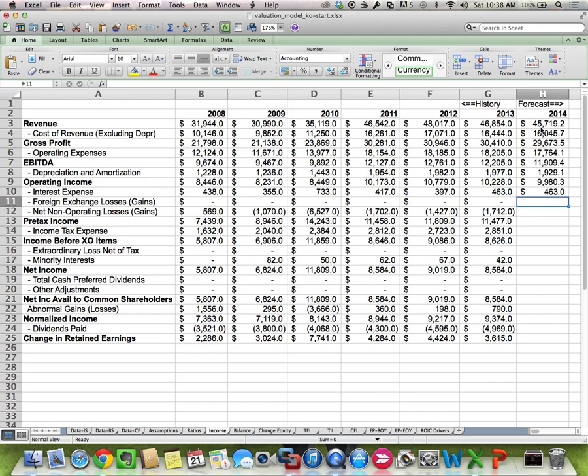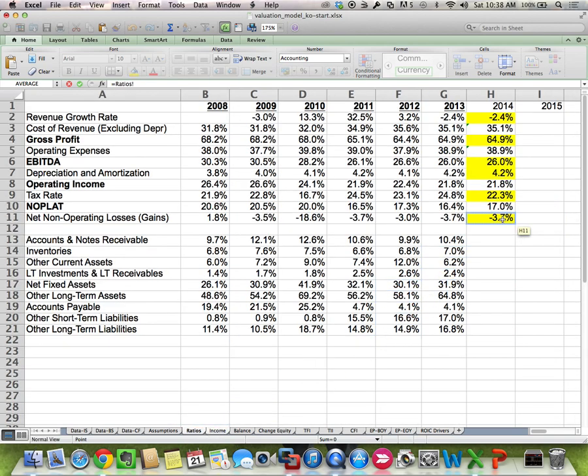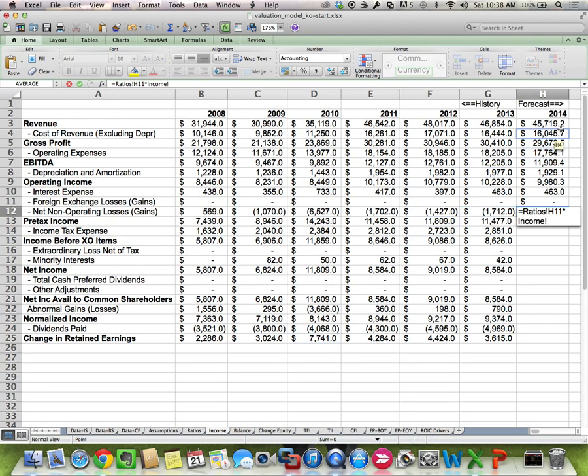Foreign exchange gains and losses. Too hard to forecast, so we're not. Zero. We're going to assume companies can hedge effectively so that they don't really have any gains or losses over time in FX. If you want to do something differently, you can put in a foreign exchange gain or loss forecast. You'll quickly find out it has no impact on the valuation. Third, non-operating gains and losses. Again, we have a forecast for that. So equals, from our ratios, non-operating gains and losses as a percentage of revenue times income tab 2014 revenue.